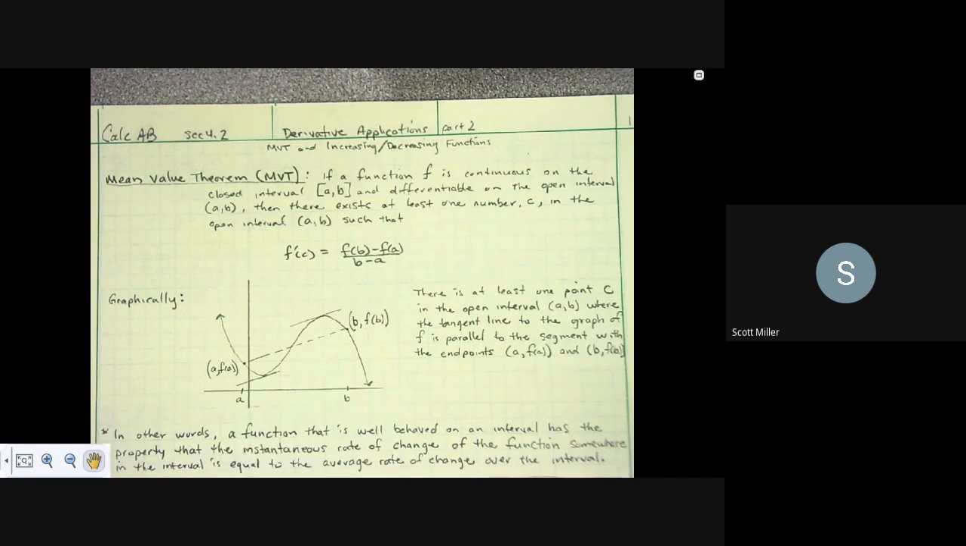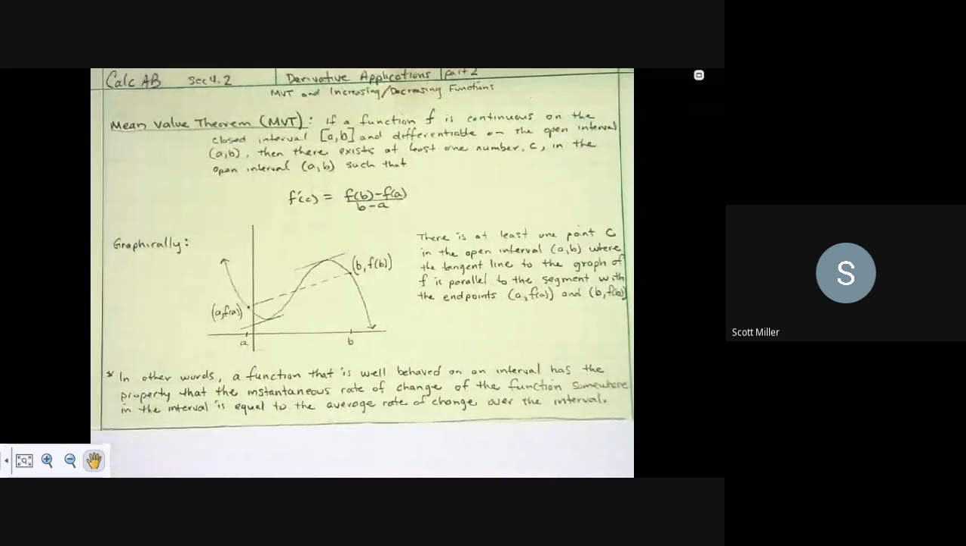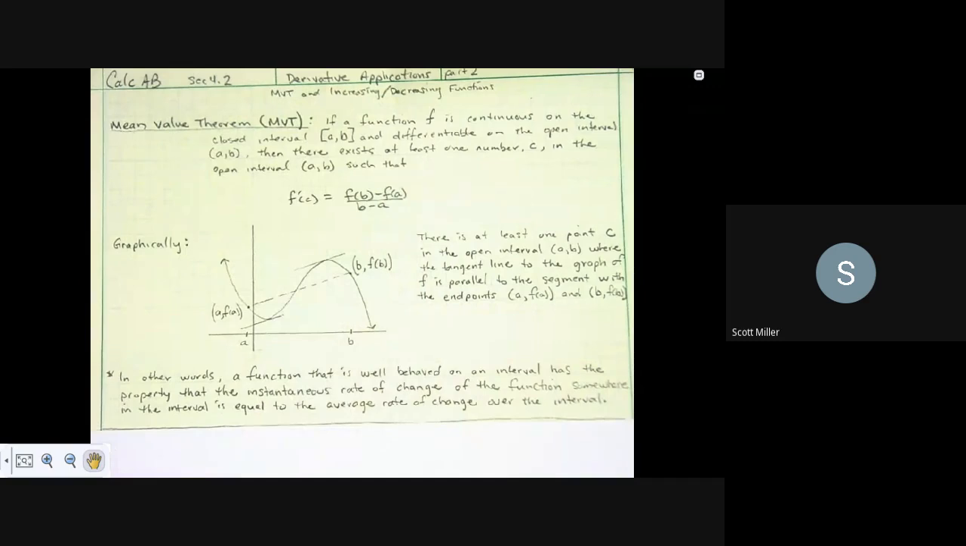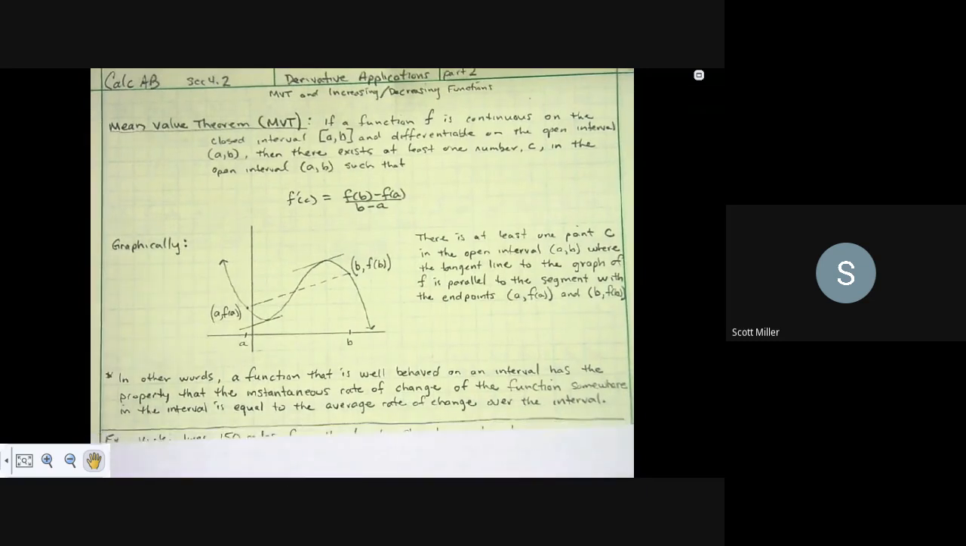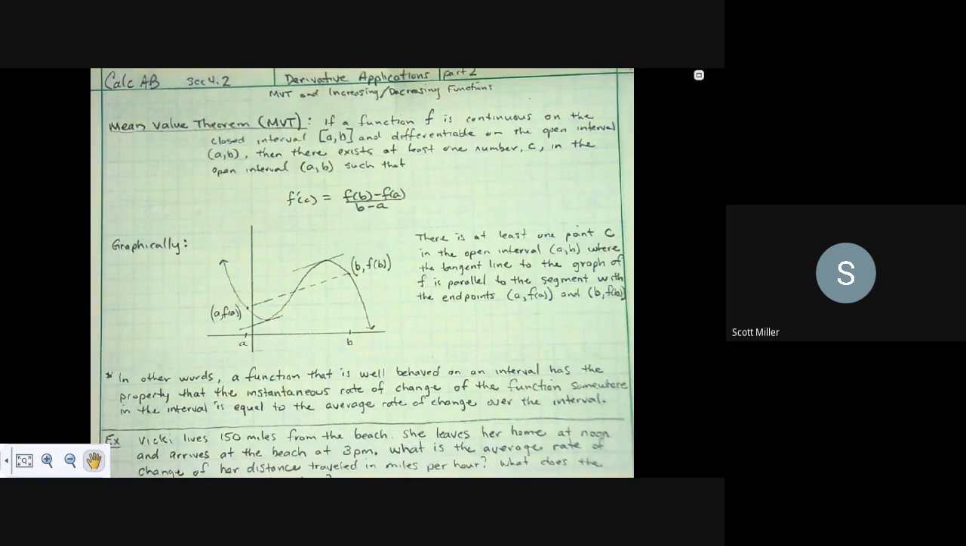Okay? So again, another way to look at it: a function that is well behaved, continuous on the closed interval, differentiable on the open interval, has the property that the instantaneous rate of change of the function somewhere in the interval is equal to the average rate of change over the interval. So that's basically what we're talking about. So a real quick example right here. That's what I kind of laid out for you already.